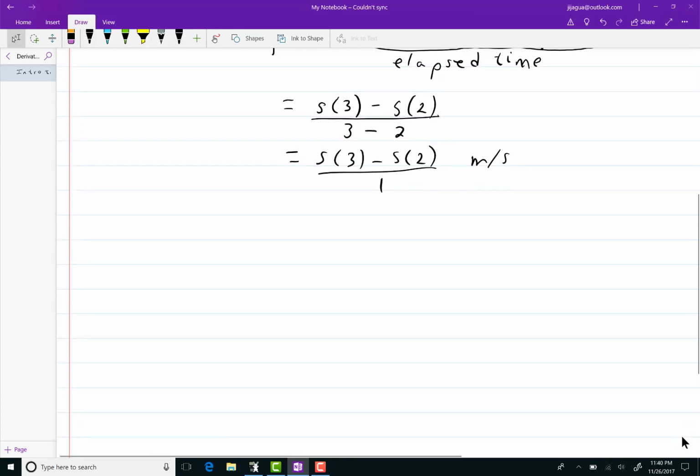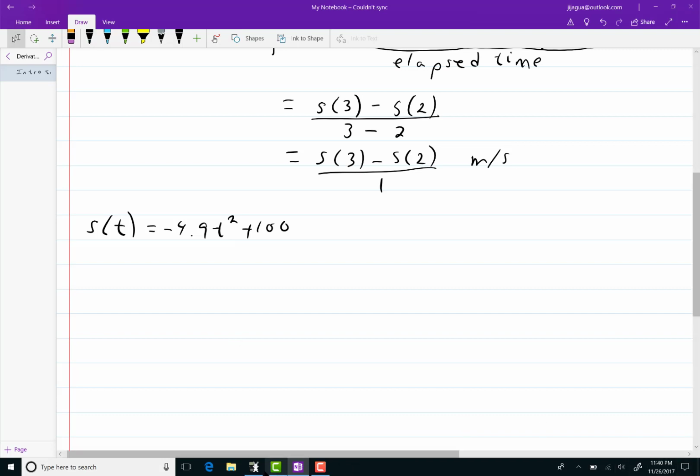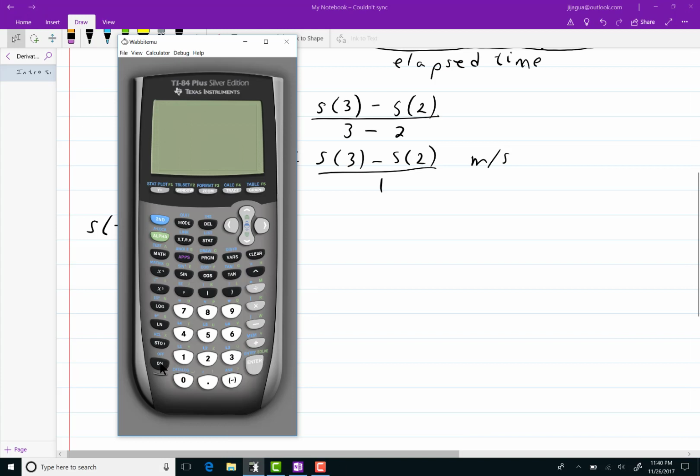So I'll calculate these numbers. s of t equals negative 4.9 t squared plus 100. Actually, what I'm going to do is let the calculator do these numbers for me. So let me pull up my graphing calculator. Into y1, you want to make sure that you have the function we're looking for. So I have negative 4.9 x squared plus 100. So t is just not the variable that the calculator uses for this particular part.